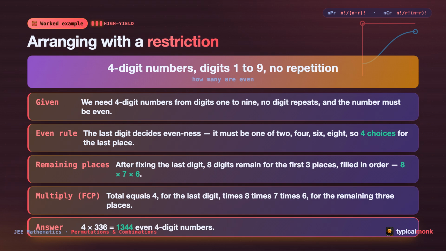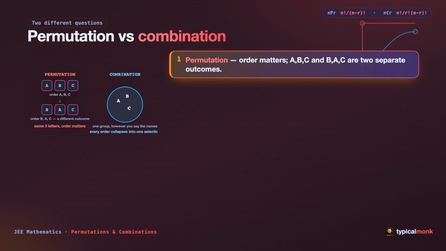Notice the path. Given the special condition first, the remaining places next, then multiply. Fix the restriction before you count the rest. That one habit solves most JEE arrangement problems. Now, the heart of the chapter, telling a permutation from a combination on sight.